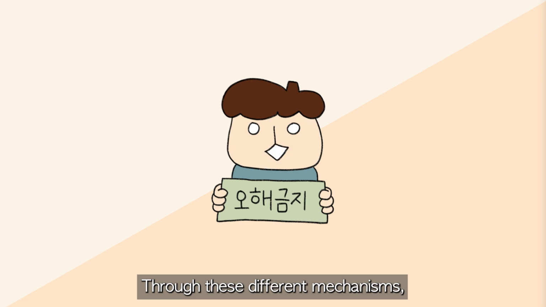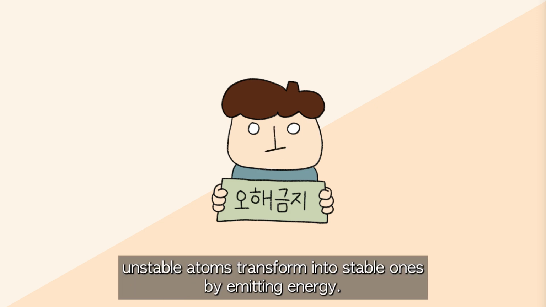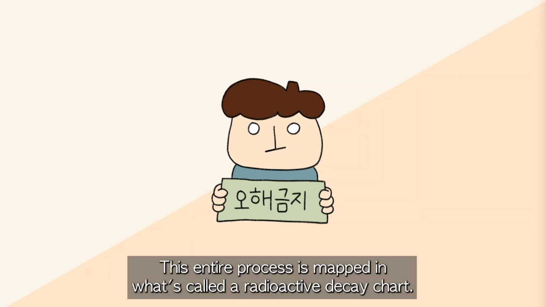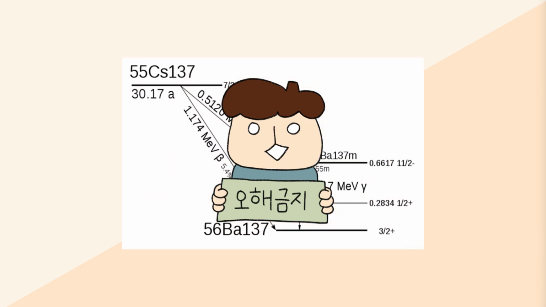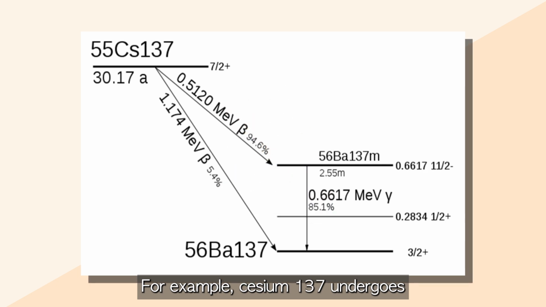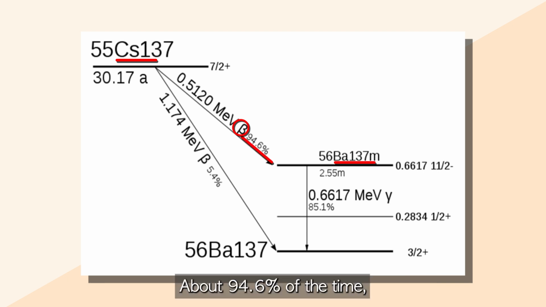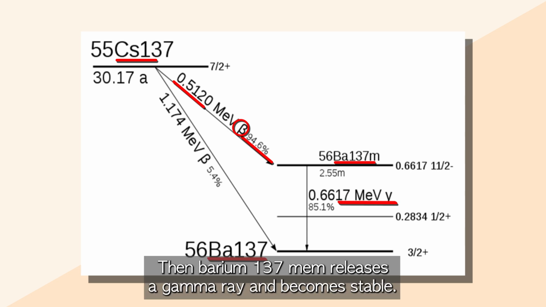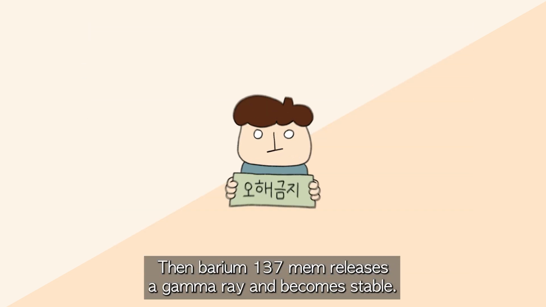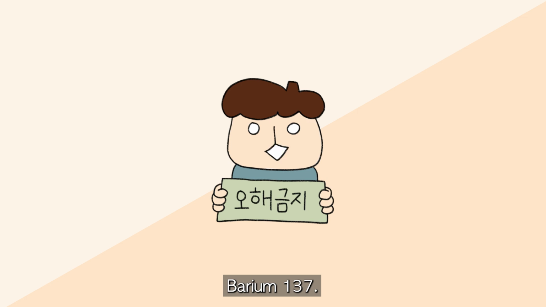Through these different mechanisms, unstable atoms transform into stable ones by emitting energy. This entire process is mapped in what's called a radioactive decay chart. For example, cesium-137 undergoes beta-minus decay and becomes barium-137m about 94.6% of the time. This decay releases a beta particle with 0.512 MeV of energy. Then, barium-137m releases a gamma ray and becomes stable barium-137.